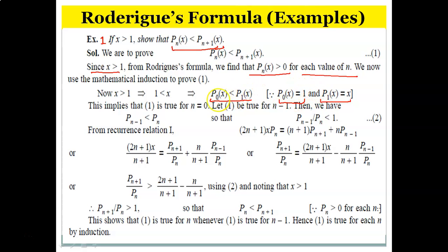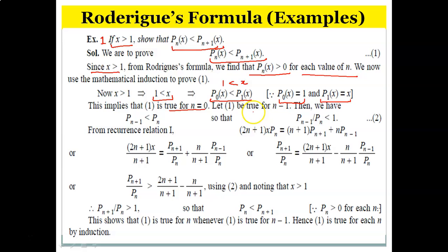That means if I'm writing like this, 1 less than x, which is true by the given condition, because in the statement we are taking x is greater than 1. That means 1 is less than x, and that gives you P0(x) less than P1(x). So you can say that this result which we want to establish is true for n equal to 0.